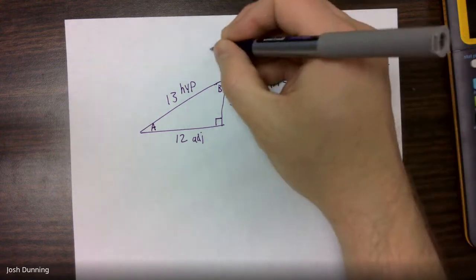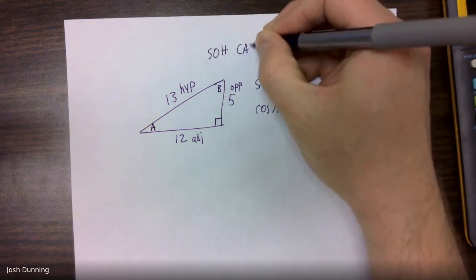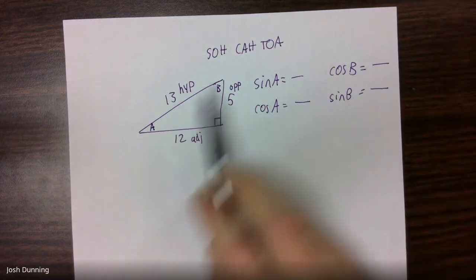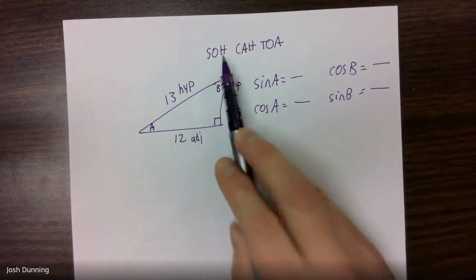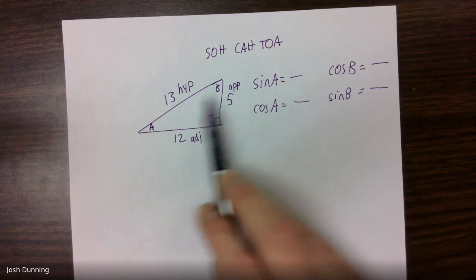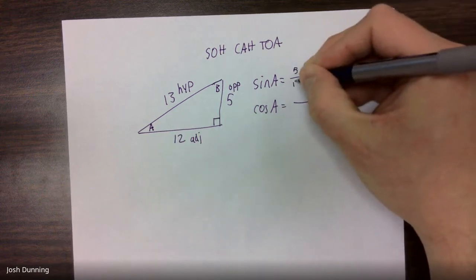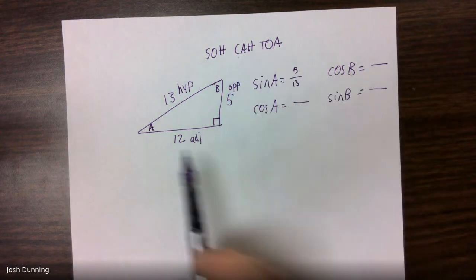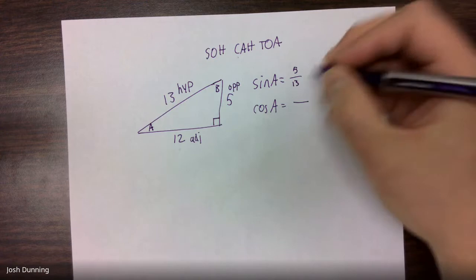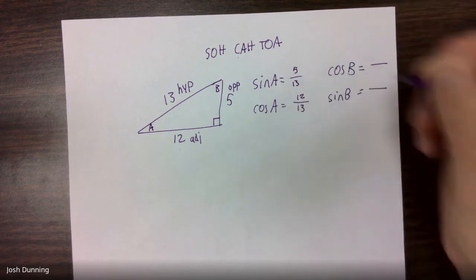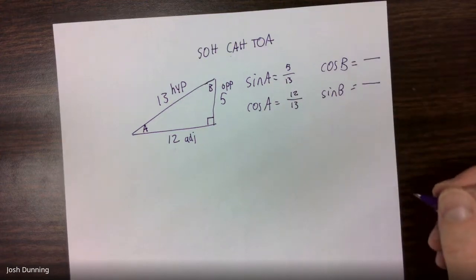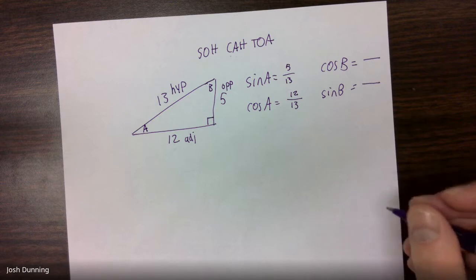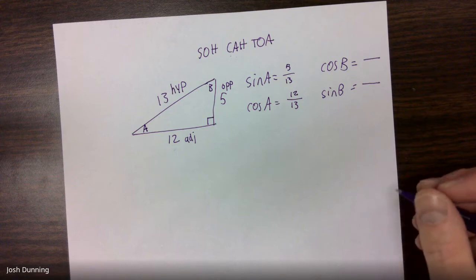So for the sine, sine is opposite over hypotenuse. So 5 over 13. Cosine is adjacent over hypotenuse. So 12 over 13. Now remember, when you label the opposite and adjacent, it depends on where you're at in the triangle.